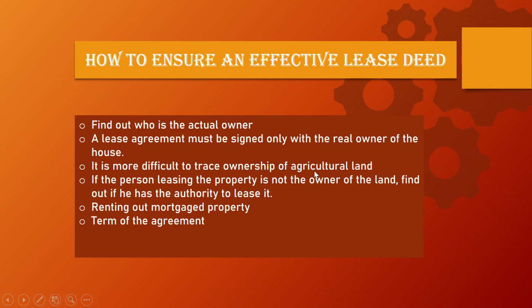It is difficult to trace ownership of agricultural land because it may have been transferred to several private hands through partition, intra-family transfers, etc. for a number of years. If the person leasing the property is not the owner of the land, then you should find out if he has the authority to lease it. It means that if the person entering into the contract is someone else, it should be checked whether he has the authority to lease the property.